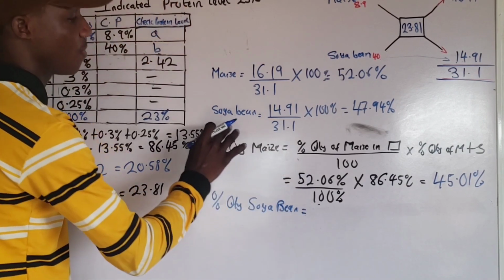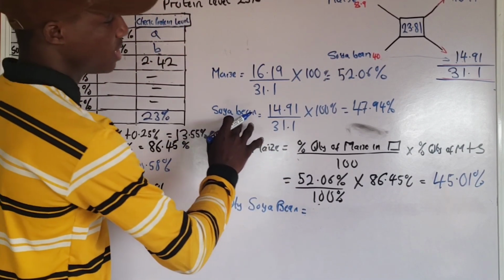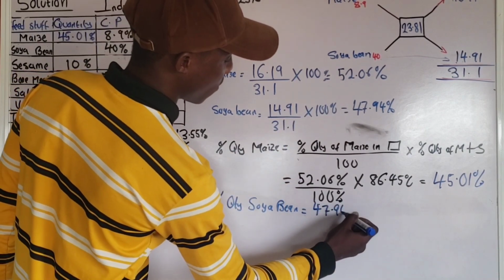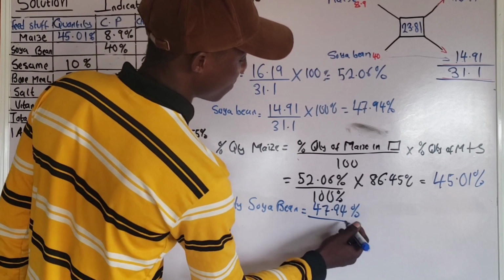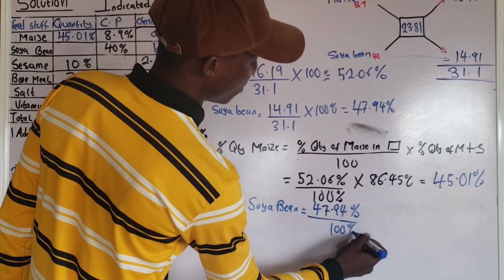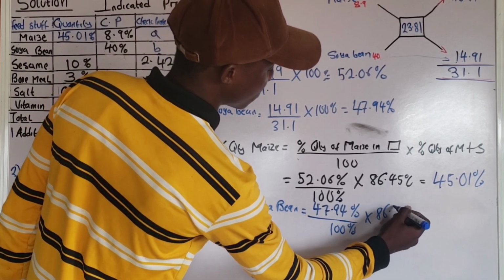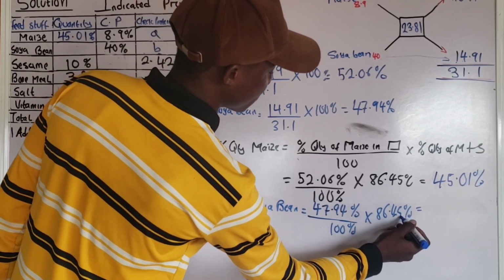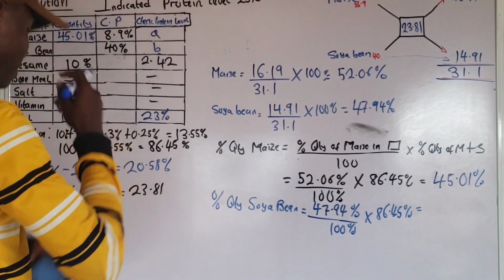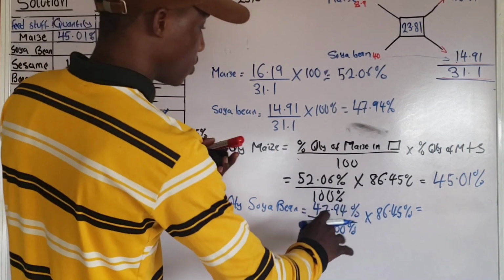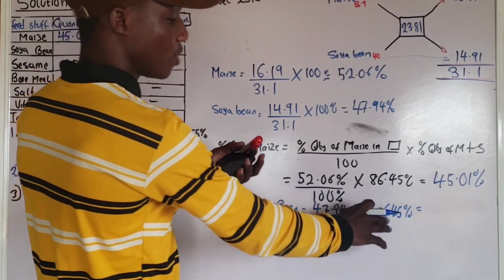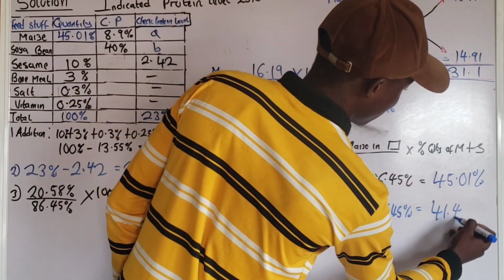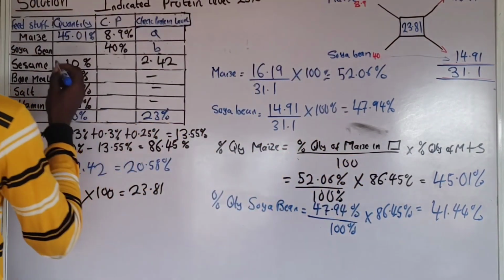That will be equals to, now from the Pearson square, the value that we got is 47.94. So I'm going to have 47.94% all over 100 multiplied by 86.45%. You understand? If you take the product and divide, you're going to have 41.44. So I'm going to have here 41.44%. Now, that of soya beans is 41.44%.